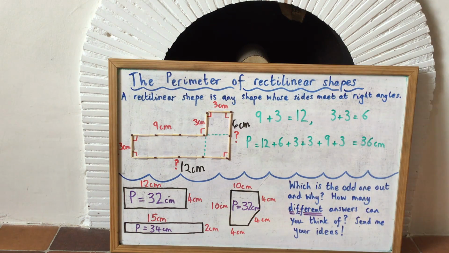Or is it this shape that's the odd one out? Or this one? Please send your ideas to me, and I'm looking forward to seeing how you get on with working on the perimeter of rectilinear shapes.